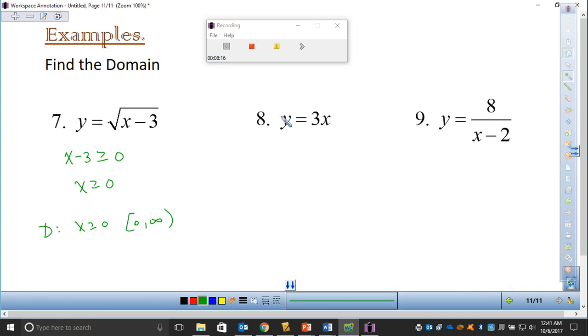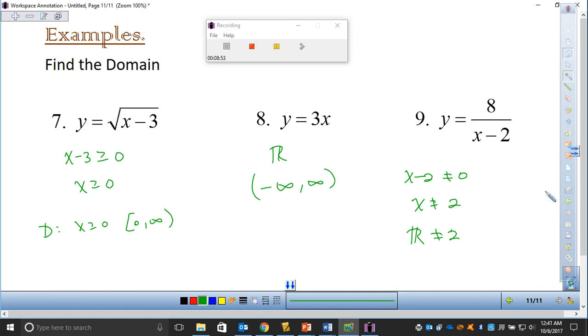This is a good polynomial, so this is just all real numbers, or negative infinity to positive infinity. For number 9, what would make this not work is if I get a 0 on the bottom. So again, the x value, so I'd say x minus 2 cannot be equal to 0. X cannot be equal to positive 2. So this is a little different. This is all real numbers not equal to 2.